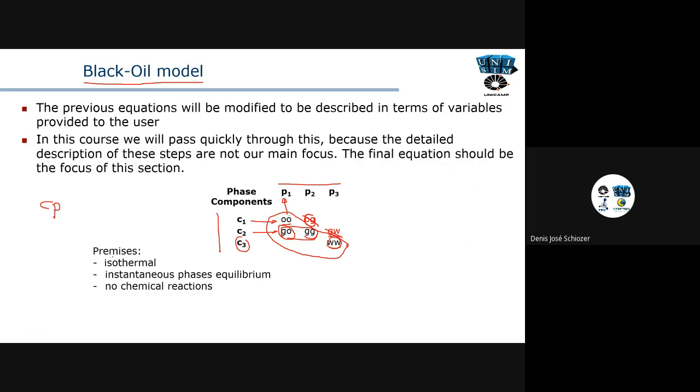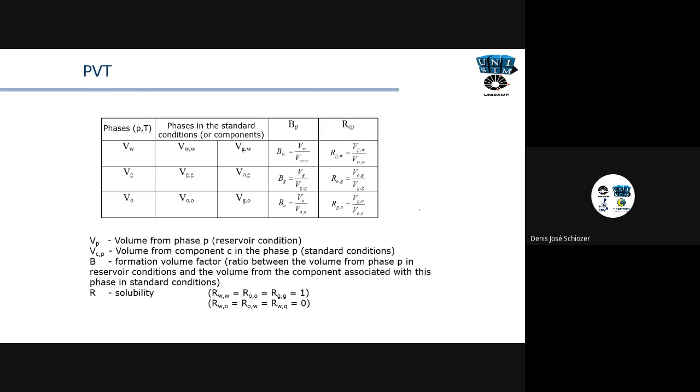And of course, some of the premises we use are isothermal because we don't have temperature changes. We have instantaneous phase equilibrium, which is not always true, but for us, it's going to be true from this point on. And we have no chemical reactions as well. So if we have any chemical reaction that has to be accounted for in the reservoir, we have to add additional equations. But in our case, remember again, the fluid is moving only because of gravity, a difference in pressure, and capillary pressure, okay?